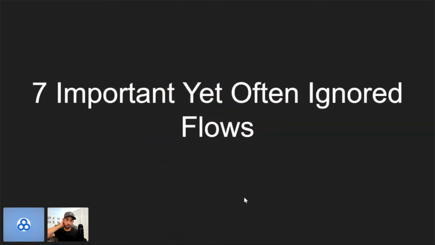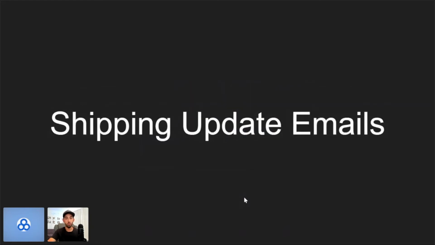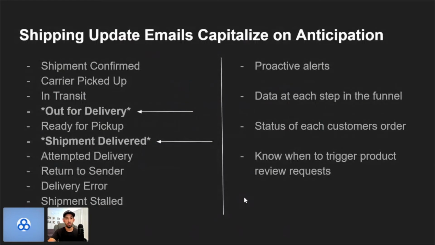So now that we have the foundation, let's talk about some important yet often ignored flows. Some of these you're going to know of, others maybe you don't. So the first one is shipping update emails. So this is really important. There's a bunch of different ways that you can trigger these emails.